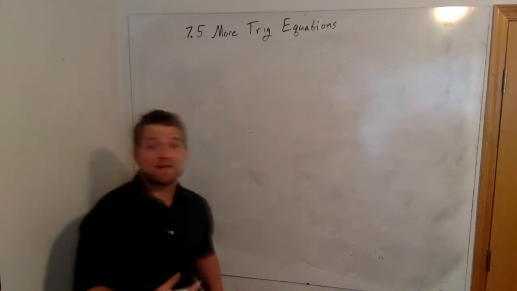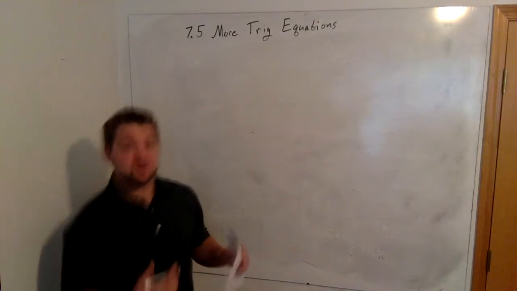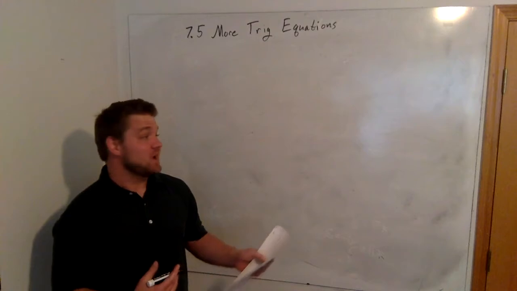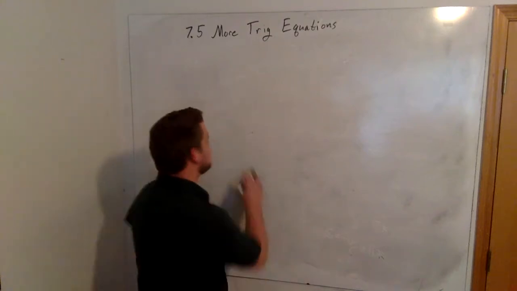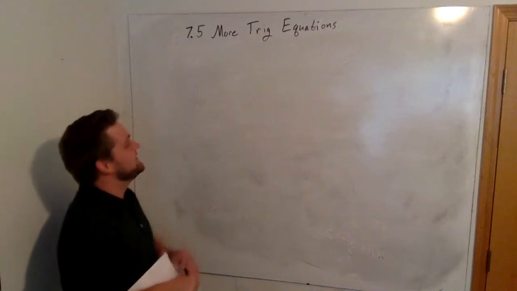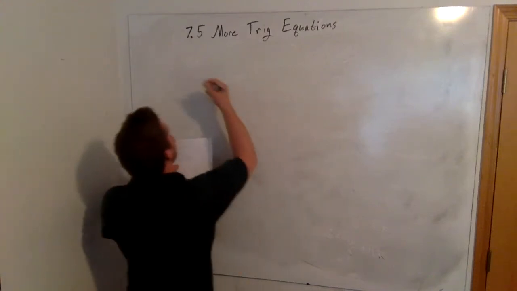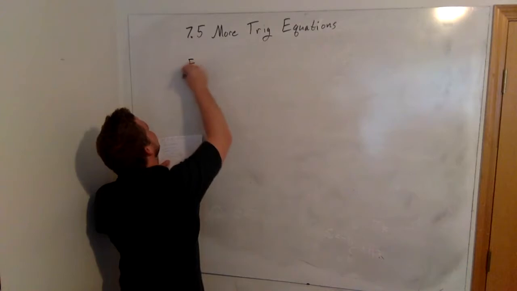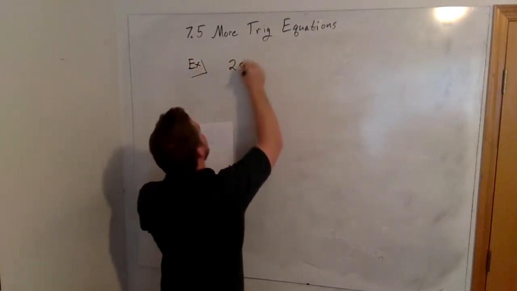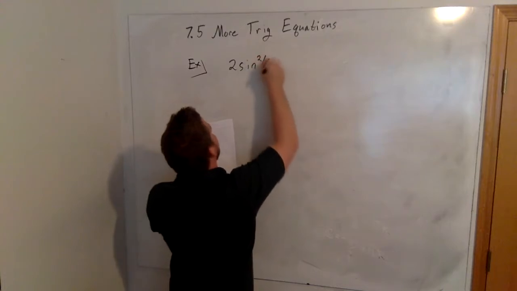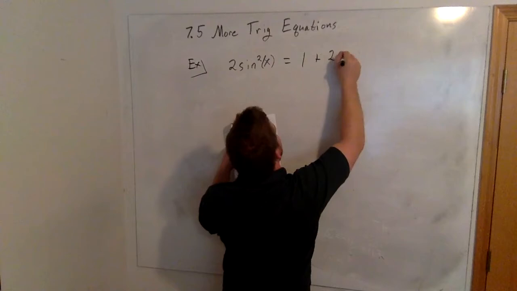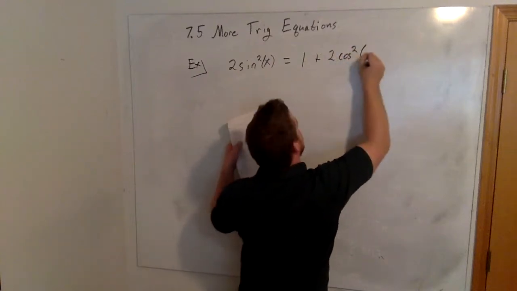Sometimes we might have to do some trig substitutions, sometimes we might need to square both sides, use trig identities. So I'll show you the tricks of the trade. So let's do a couple examples. Okay, so our first one is, let's say we want to solve 2 sine squared of x is equal to 1 plus 2 cosine squared of x.